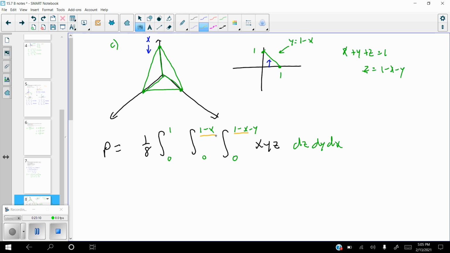Okay, so let's see. We're going to have 1/8 of, oops, I don't want to do it in orange. Let's do blue. 1/8 of integral 0 to 1, integral 0 to 1 minus x. Okay, antiderivative first with respect to z will give us 1/2 x y z squared from 0 to 1 minus x minus y dy dx.